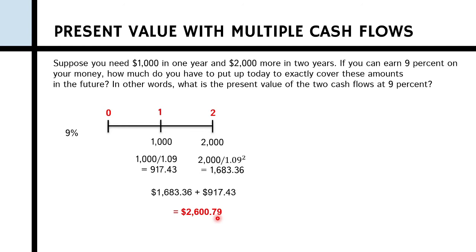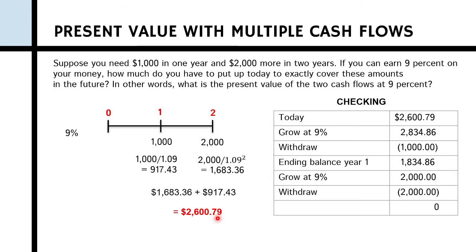So if you want to check if the answer is right, here is the checking. So today, you're gonna put away 2,600.79. This will grow at 9%, so after a year, you're gonna have 2,834.86, and you're gonna withdraw year 1, 1,000, so the balance when you start year 2 is 1,834.86. This money will grow at 9% or times 1.09, you'll have 2,000, and you're gonna take out 2,000, so the answer is 0. So we can see that after 2,000 is paid out in 2 years, there is no money left.